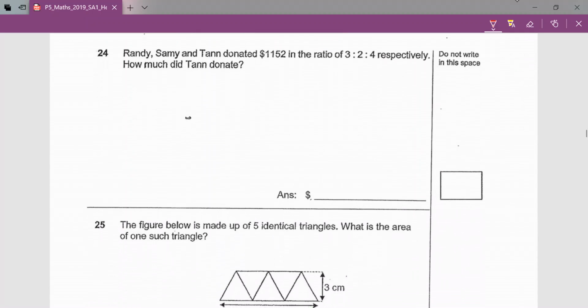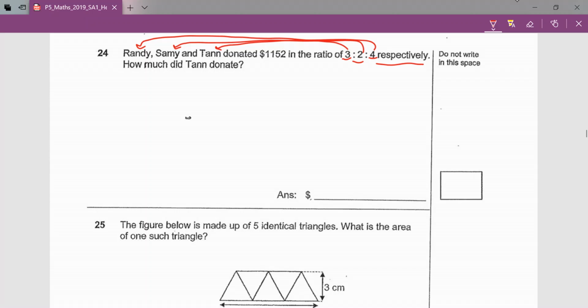Wendy, Sammy, and Tan donated $1,152 in the ratio of 3:2:4 respectively. The word respectively means that the 3 belongs to Wendy, the 2 belongs to Sammy, and the 4 belongs to Tan. So respectively just means in order.